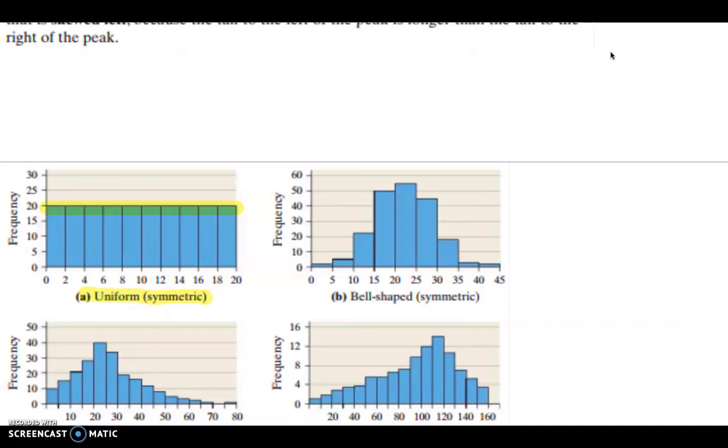Notice this one right here, part B. If you were to draw a single curve to try and represent that histogram, it looks like a bell, so we call it a bell-shaped curve. You're going to see that over and over again in this class. Just imagine if you were to fold down or cut down the middle, you'd have pretty much a mirror image. It's not exact, but it's pretty close. So we'd call that symmetric.